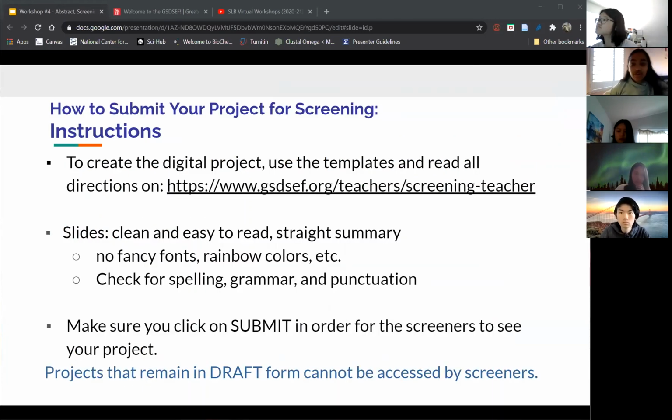To turn in your project for screening, please go to teachers, then screening information on our website to download the project templates, and then make sure your slides are clean and easy to read, and they're a summary of your work. Use a maximum of 2 fonts and 2 colors to make it look clean, and make sure to check for spelling, grammar, and punctuation. You're going to submit this project screening similarly to how you submitted your pre-screening form through the GST SCF website, and make sure the status is submit so the screeners can see your work. In the same area where you submitted the previous forms, you'll see another place to submit it as well.